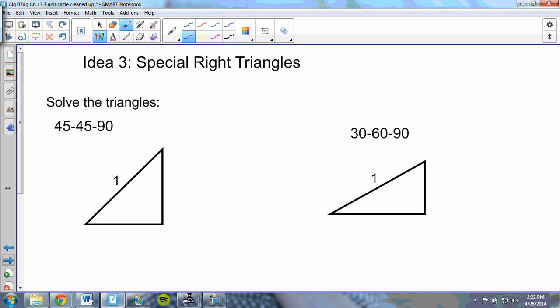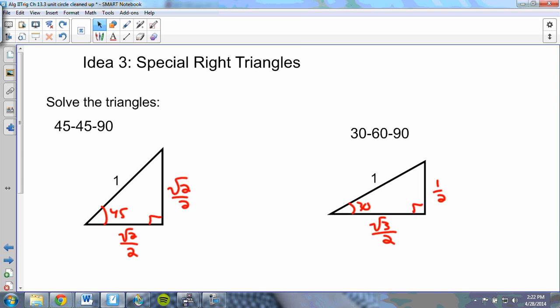Our third idea is special right triangles. We've talked about these a lot. If this hypotenuse is 1 and this is a 45, 45, 90, then that's a root 2 over 2, and that's a root 2 over 2. If this is 1, this is a 30, 60, 90, and this is a 1/2, and this is a root 3 over 2.